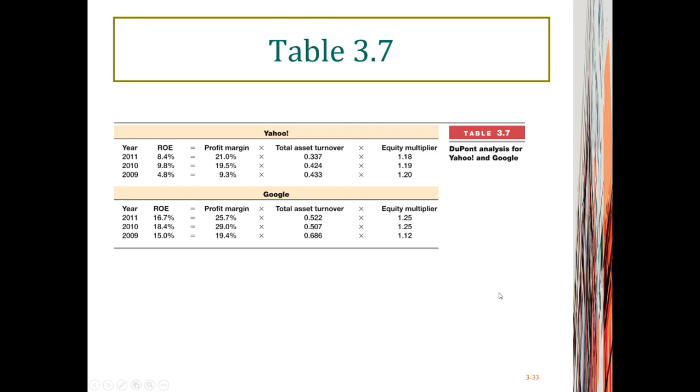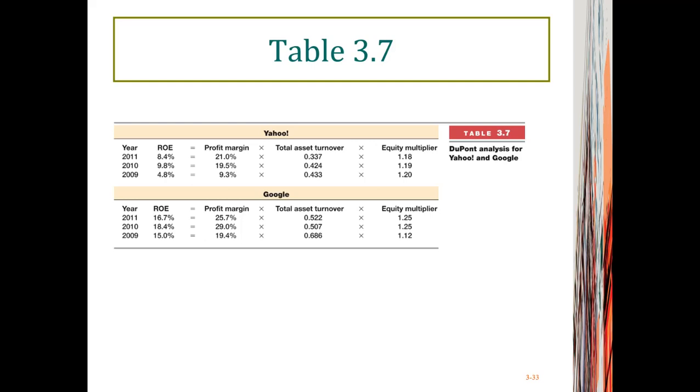Now, let's take a look at one example to see how we can use the DuPont equation to facilitate our financial analysis. Here we have two companies, Yahoo and Google, and we have 3 years of numbers for those very critical financial ratios within the same formula called the DuPont equation. ROE equals profit margin times total assets turnover and equity multiplier. Let me emphasize this one more time. The profit margin is the source of profitability, the total assets turnover measures operating leverage, and the equity multiplier measures financial leverage.